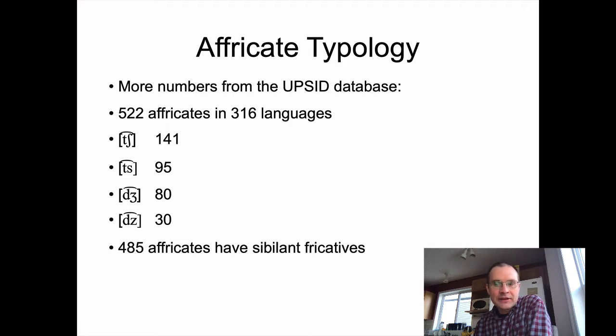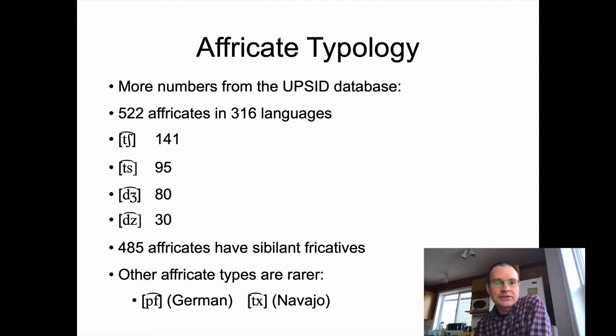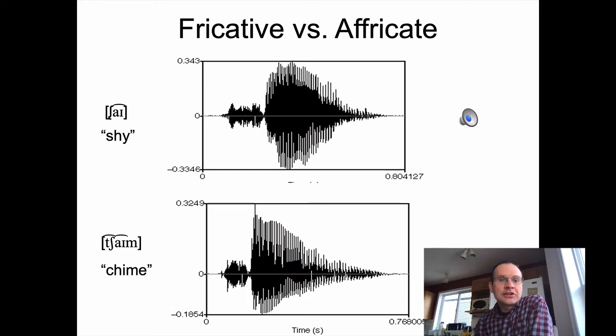Most affricates in the world are going to be sibilants or have sibilant fricatives in them. So 485 out of 522 are like that. However, you do find some common patterns in the other fricatives that are not sibilants. German has a pf affricate, which is labial-dental. Lots of languages have th affricates, like Navajo, so on and so forth. There are no sibilants there, and you still get them.